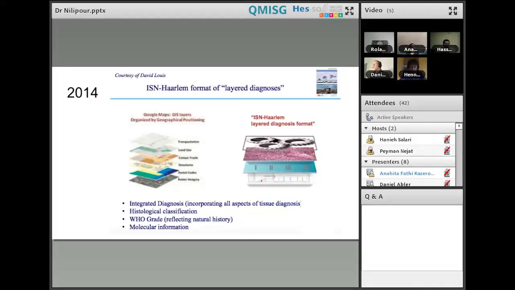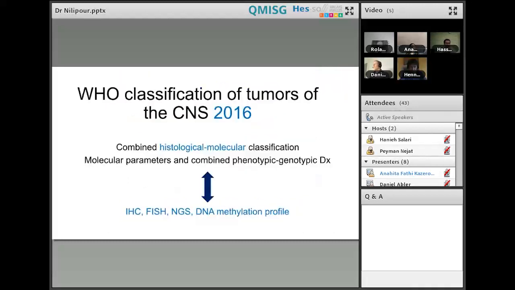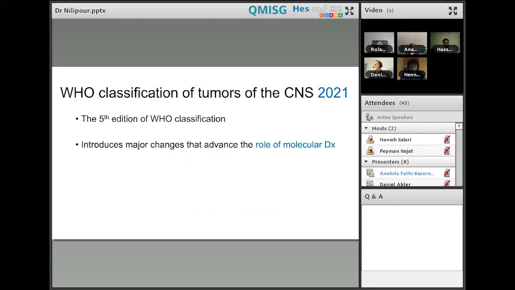In 2014, some neuropathologists gathered together and proposed a layered diagnosis, and in this way they can have a better correlation with the clinical performance of the patients. But in 2016, they proposed the histological and molecular classification combined together. And from 2016, we are obliged to use immunohistochemistry, FISH studies, NGS, and even DNA methylation profile for having a correct diagnosis.